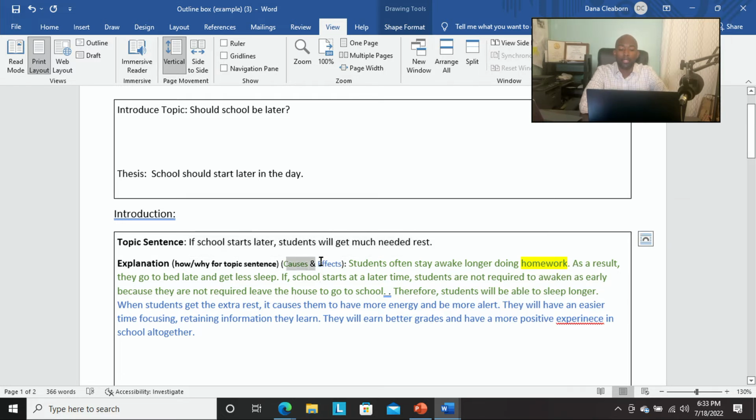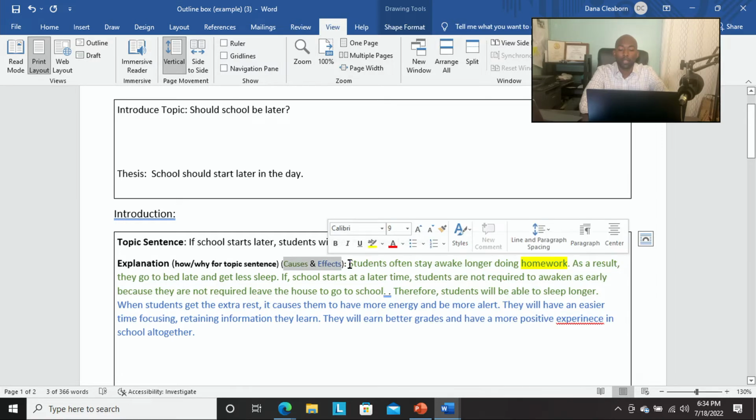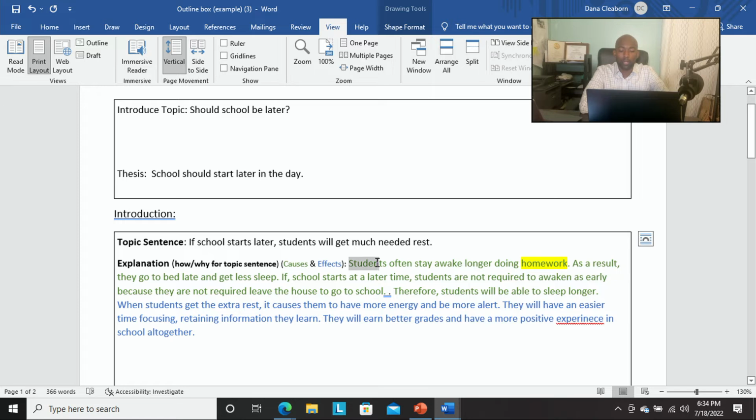And now causes and effects. Right? Causes and effects. So the causes say, and this is causes, which means reasons why the student will get much needed rest. Since that's what the topic sentence says, the causes are going to explain why students will get much needed rest. All right, and then we'll do effects. So the causes say students often stay awake longer doing homework. As a result, they go to bed late and get less sleep. If school starts at a later time, let's get rid of that comma there, students are not required to awaken as early because they are not required to leave the house to go to school. Therefore, students will be able to sleep longer. Okay, and so what did this explain? This explains the reasons why students will get much needed rest.